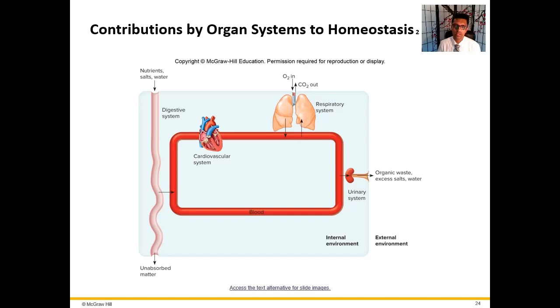Contributions by the organ system. So if you look at nutrients, you look at the cardiovascular system, you look at the blood, the respiratory system, you look at the urinary system, and this is how they maintain homeostasis. So everything works together. The digestive system is working together with the cardiovascular system. The cardiovascular system is working with the respiratory system. The respiratory system is working with the urinary system. So everyone is doing their part in order to maintain that homeostasis.